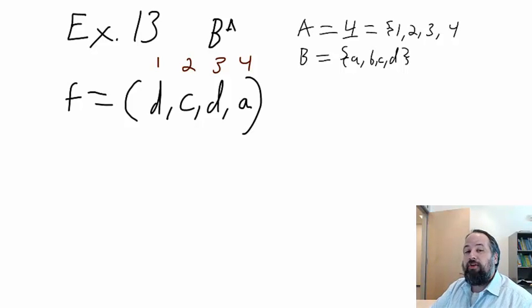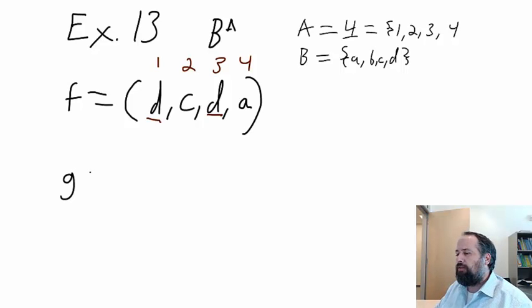Remember, an injection means that each member of the domain is mapped to at most once. Well, it can't be an injection because we see D twice here. So it's not an injection. Is it a surjection? Well, a surjection means that every member of the range is mapped to. It is not a surjection because we do not see B there. And if it's not an injection and it's not a surjection, it can't be a bijection. Remember, it has to be both.